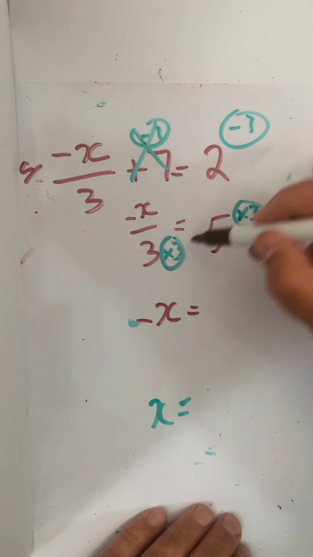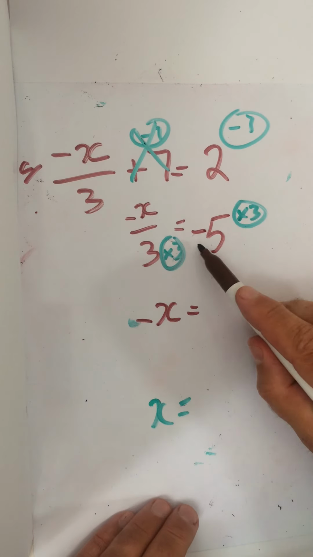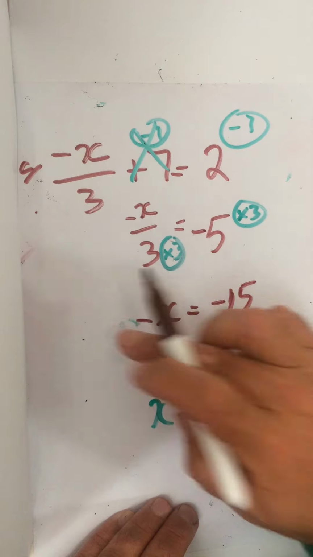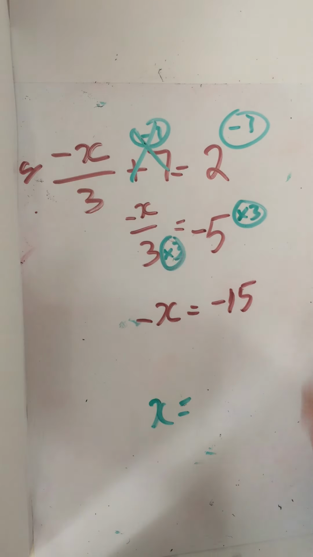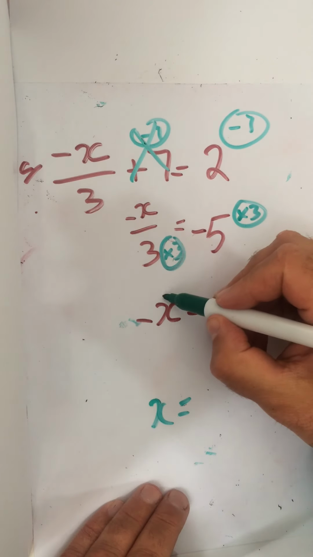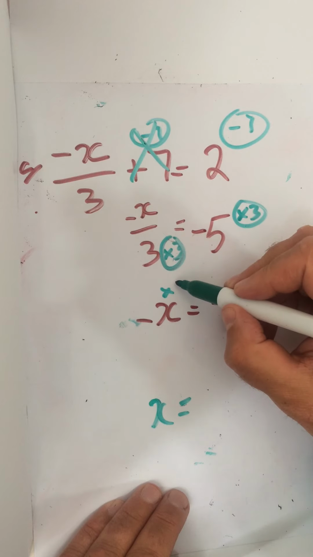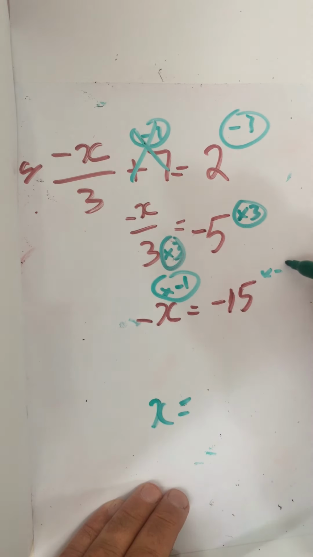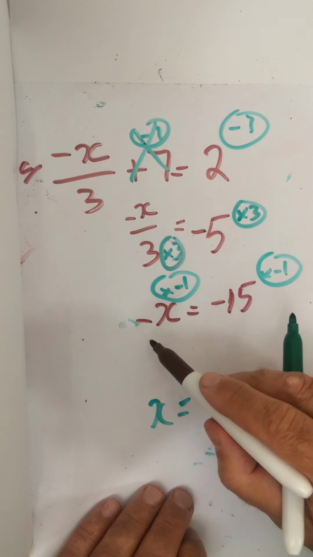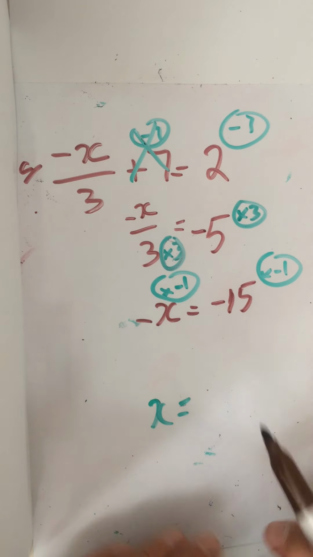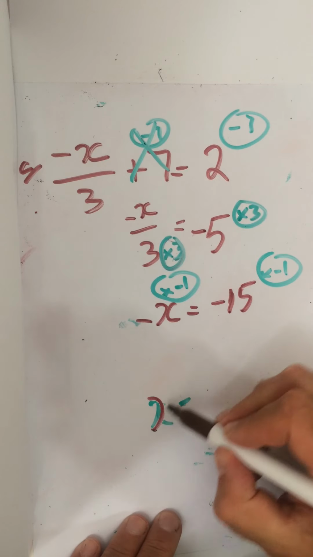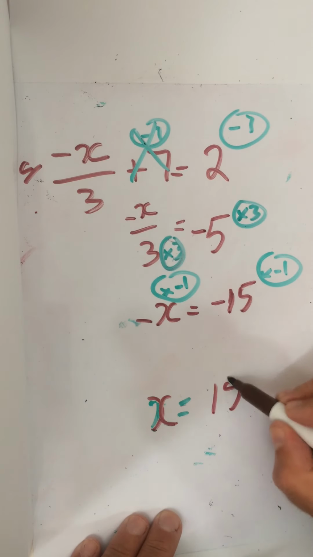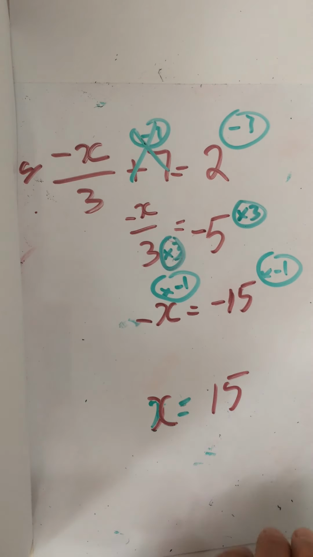This is 2 minus 7 gives us a minus 5, isn't it? Minus 5 times 3 is minus 15. Okay, so we're left with this, and all we have to do then is to times this by minus 1. Do the same here, times by minus 1. Minus x times minus 1 gives me x. We get now x. Minus 15 times minus 1 is 15. So x is equal to 15.